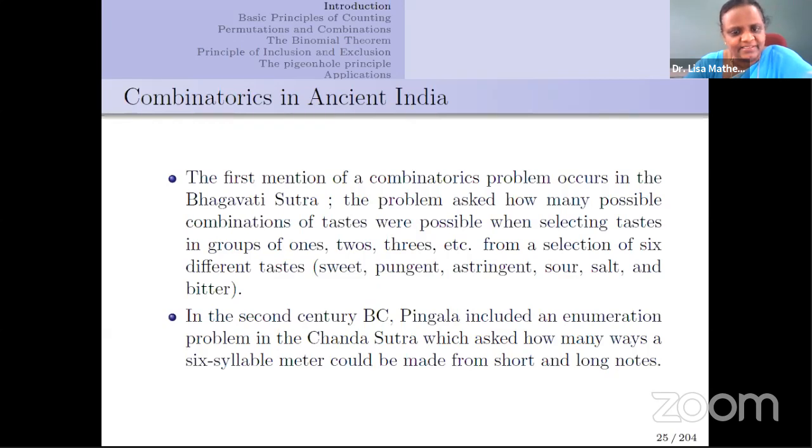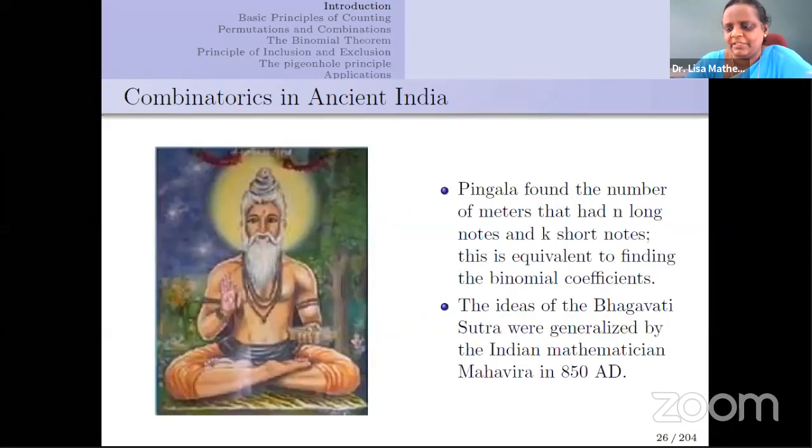In the 2nd century BC, Pingala included an enumeration problem in the Chanda Sutra, which asks how many different ways a 6-syllable meter could be made from short and long notes. This is the mathematician and sage Pingala. The number of meters which had n long notes and k short notes is equal to our modern binomial coefficients.